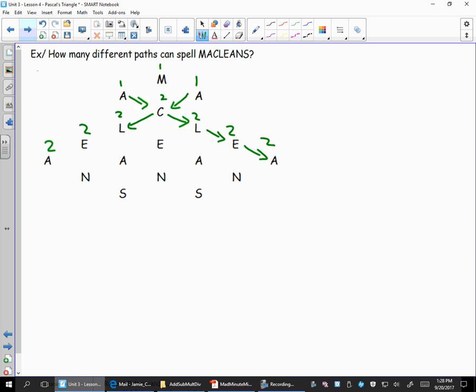Okay, so it's not perfectly Pascal's triangle, but it's the idea of Pascal's triangle. The middle, I got 4, and then we got 6 and 6. 2 plus 6 makes 8. 6 and 6 is 12. I got 8 and 12, which gives me 20. And same thing over here. So to spell McLean's in this shape, there's 40 paths: 20 plus 20.